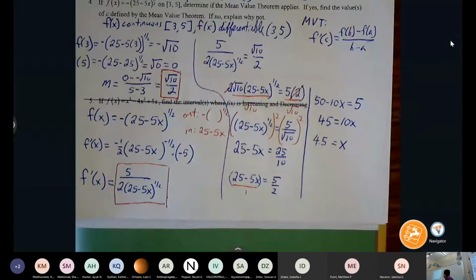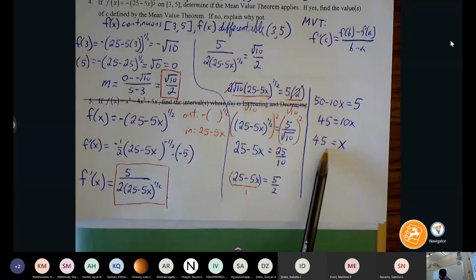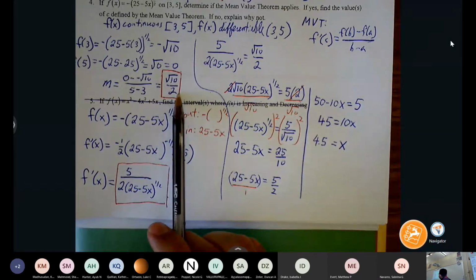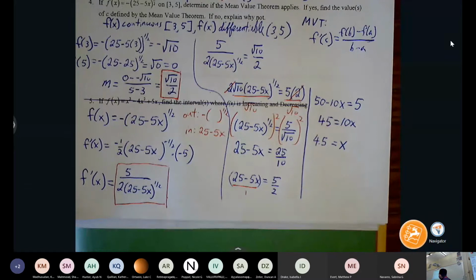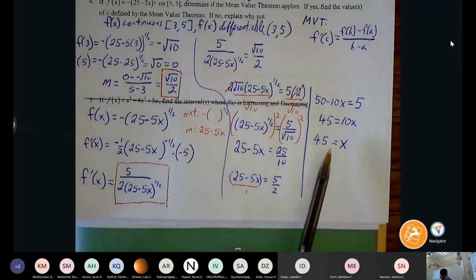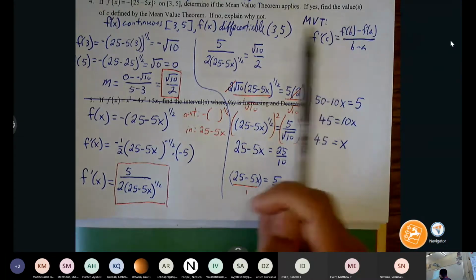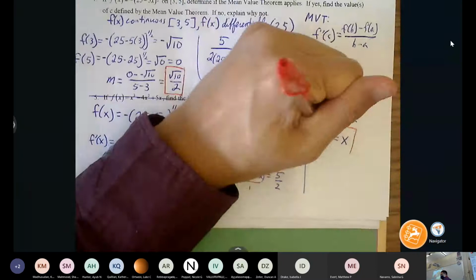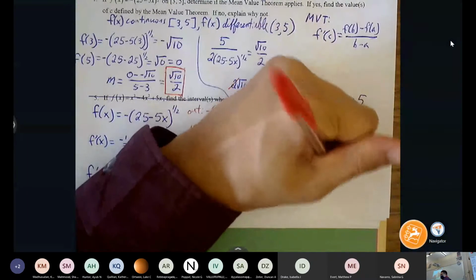So what we have achieved here is we found the location on the graph where there's a slope of root 10/2. And this location is guaranteed to be sitting between the endpoints. Let's double check. Yes, right, falls nicely somewhere between 3 and 5. So our C value is 4.5.